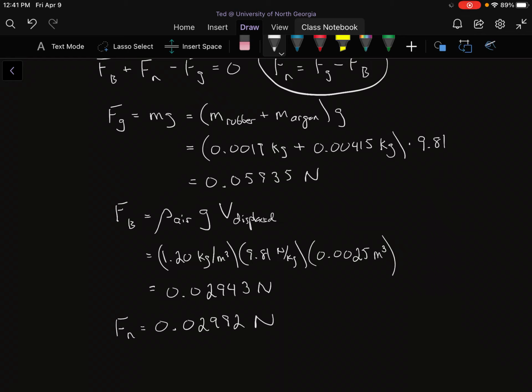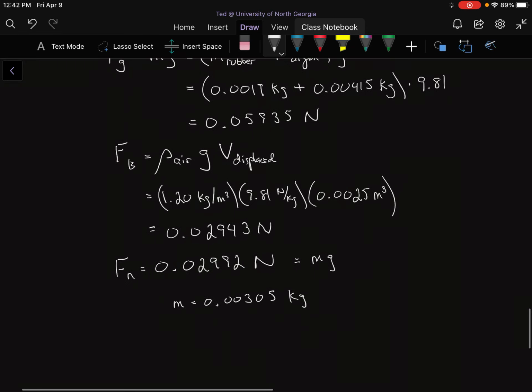Okay, and on a normal day, that would be the problem. Calculate the normal force, and we calculate normal forces in newtons. However, scales read in grams, so we know this is equal to mg, and so if I divide that by g, I can find out that the mass is 0.00305 kilograms, and since the scale reads in grams, we can multiply that by 1,000, so the scale would read 3.05 grams.